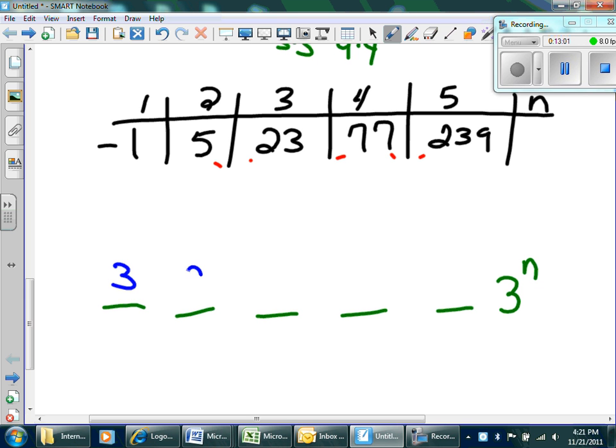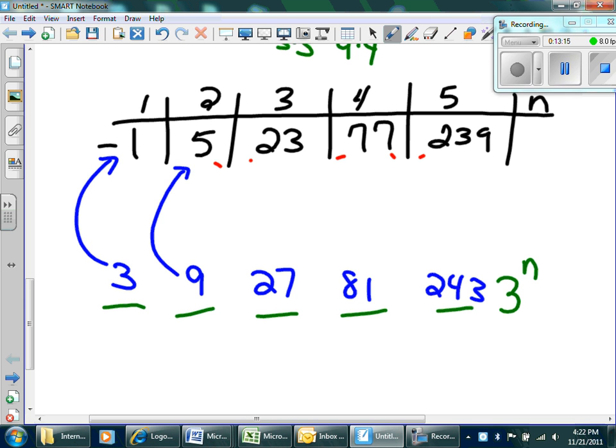Okay, so 3 to the first power is 3. 3 to the second power is 9. 3 to the third power is 27. 3 to the fourth power is 81. 3 to the fifth power is 243. And I'm going to compare up. How do I turn 3 into -1? How do I turn 9 into 5? 27 to 23, etc., etc.